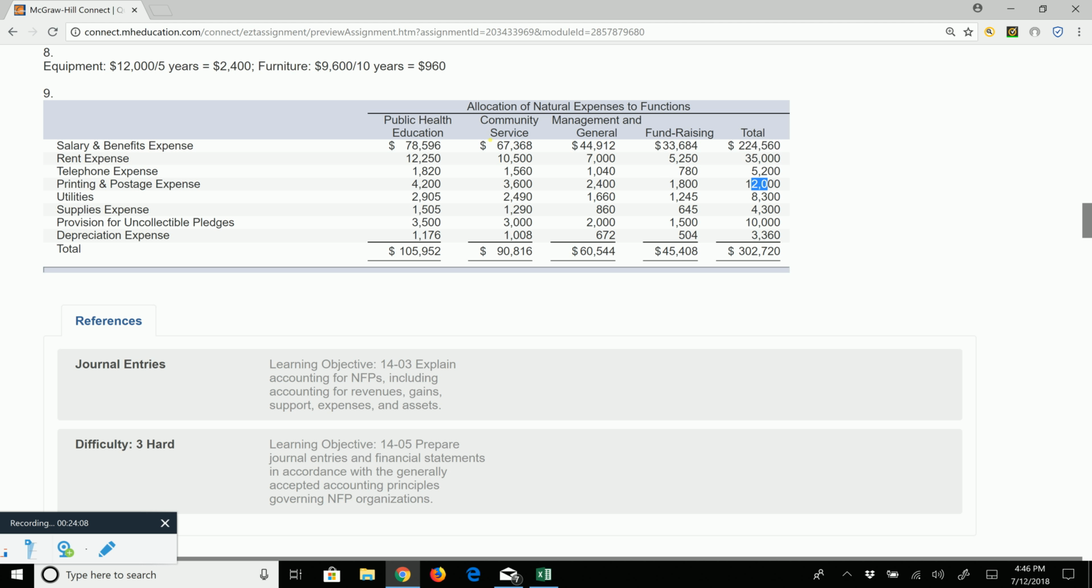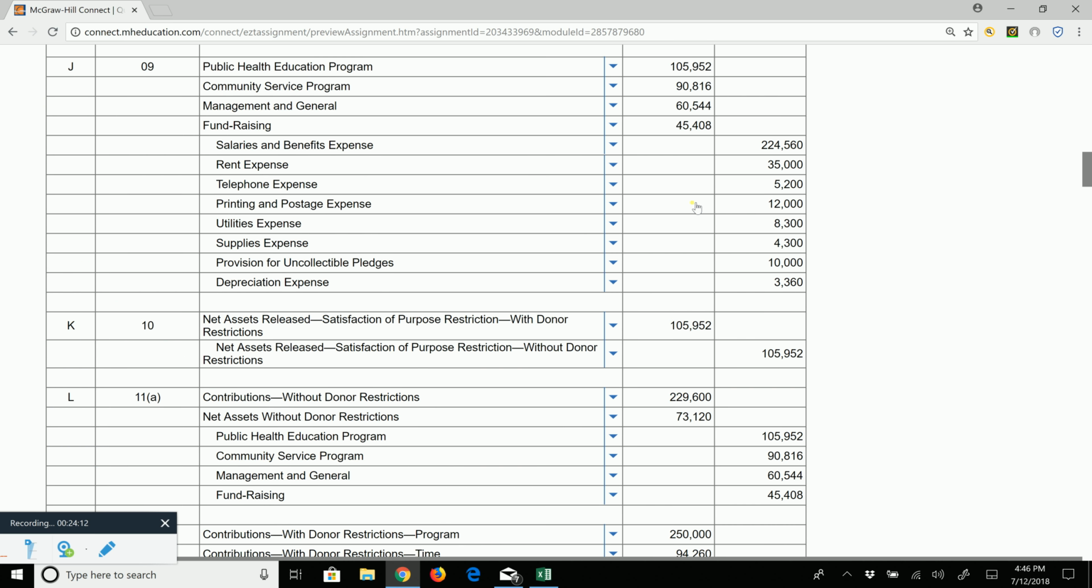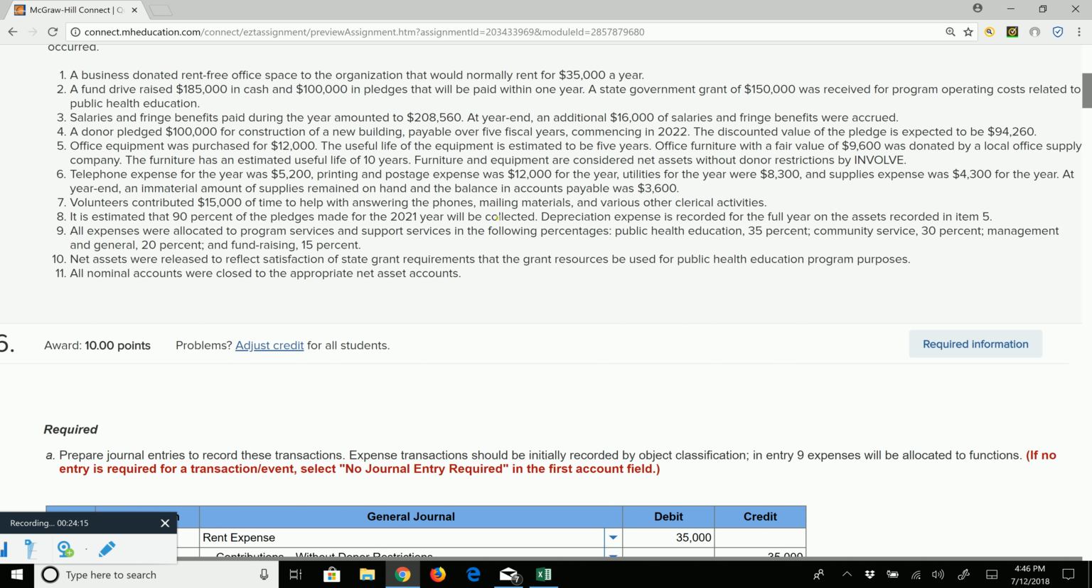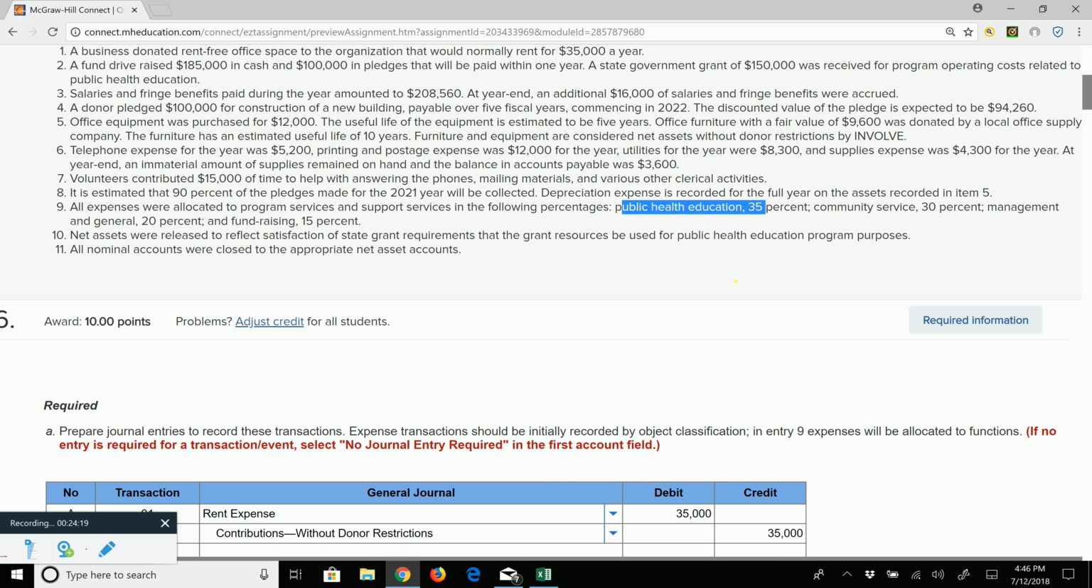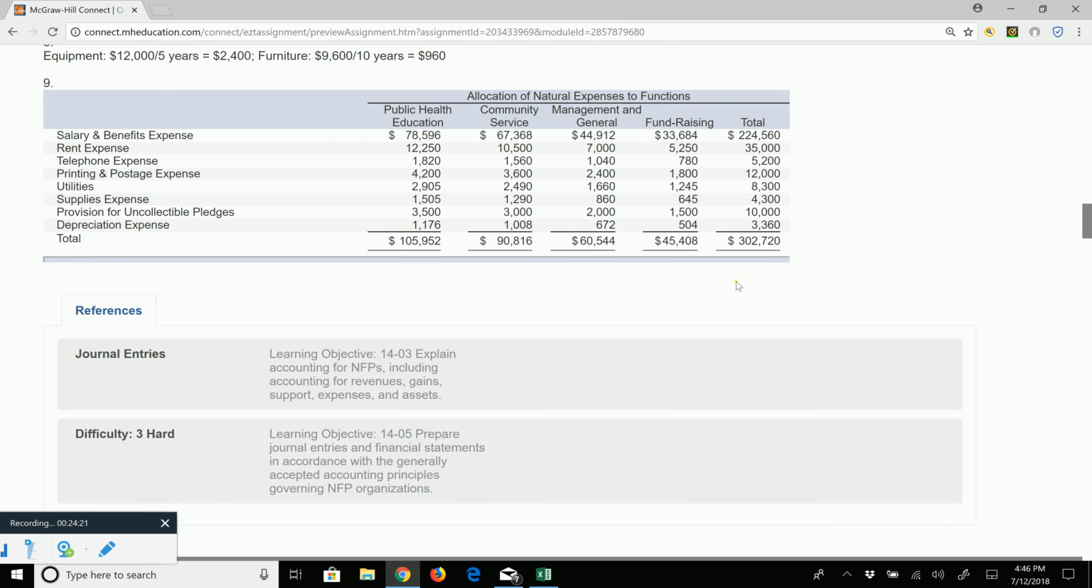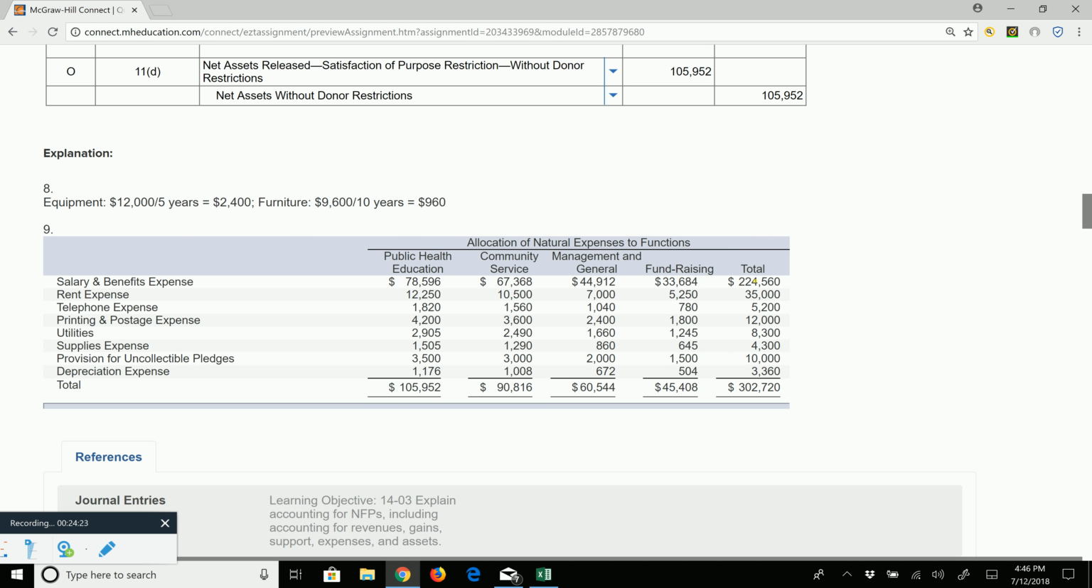So public health education, when we take the $224,560, and let me just go back up to see it again. Public health education was 35%. So if we take 35% of this $224,560, we're going to get $78,596. Community service was 30%. Management in general was 20%. And fundraising was 15%. Okay? So we're going to do that across the board.